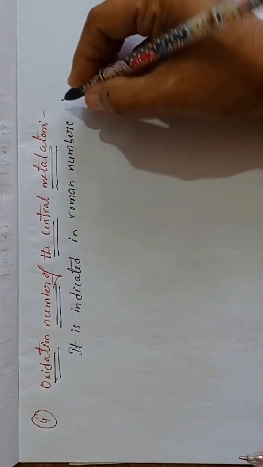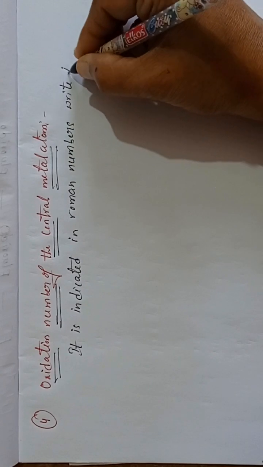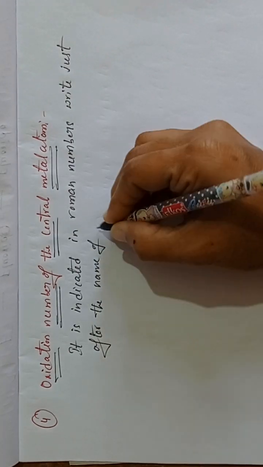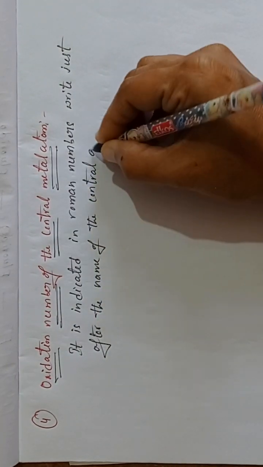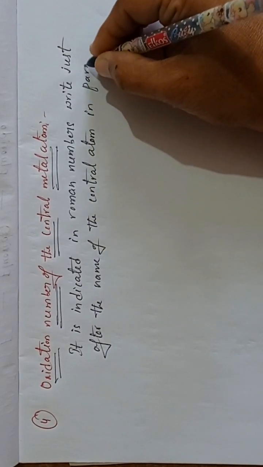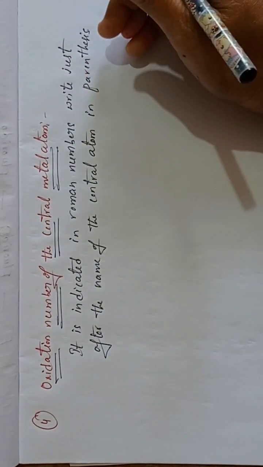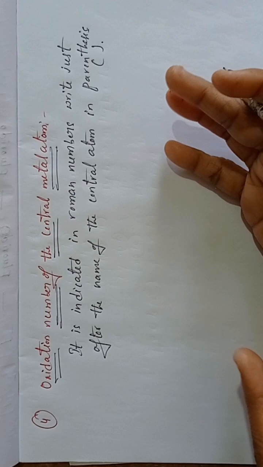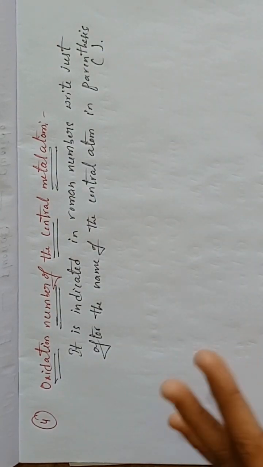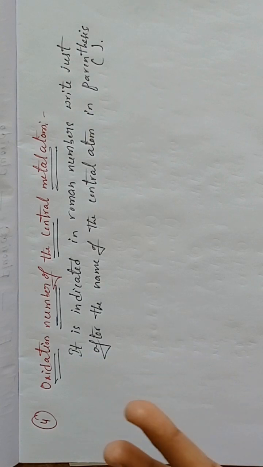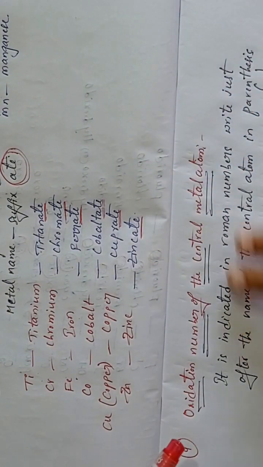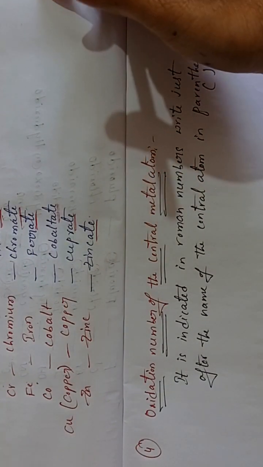In parenthesis. Understood? That means inside the bracket. Parenthesis is nothing but bracket, students. Inside the bracket you have to write. So this is the oxidation number of the central metal atom. Clear? So these are the rules I discussed, students. The oxidation number of the central metal atom is completed.